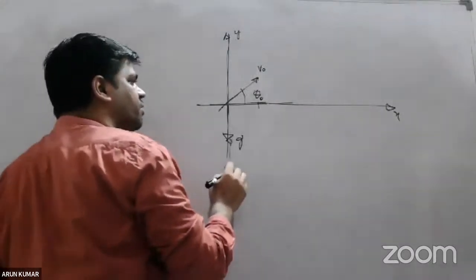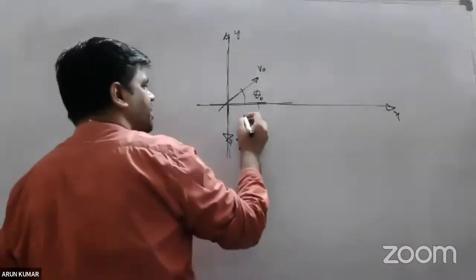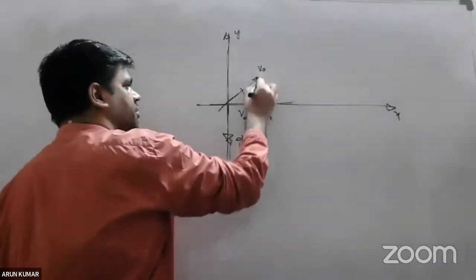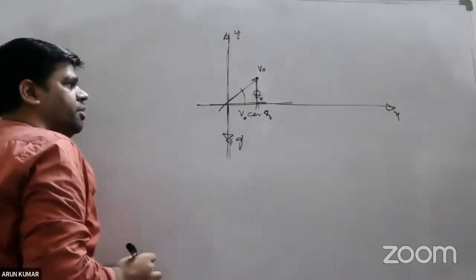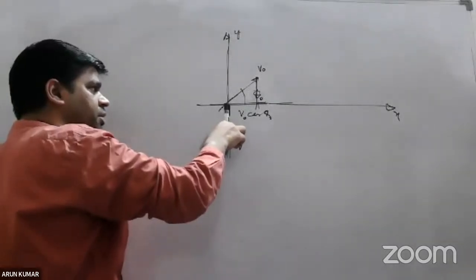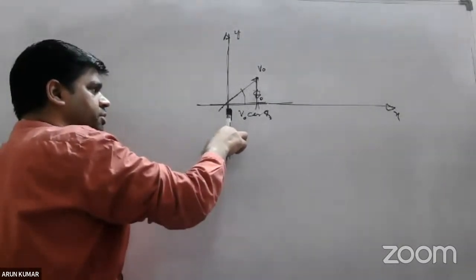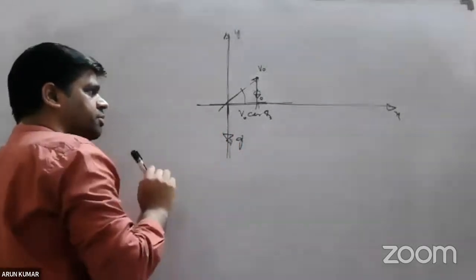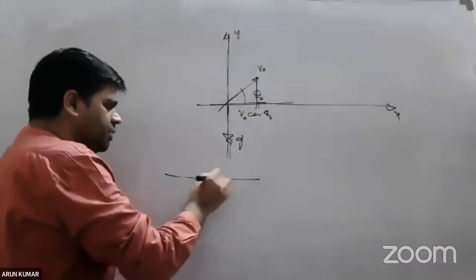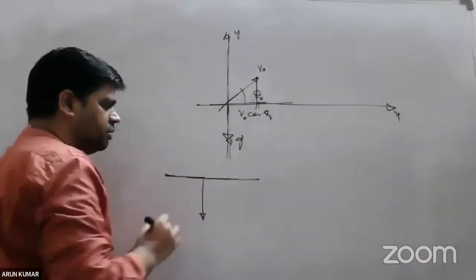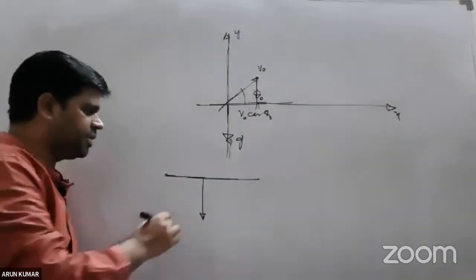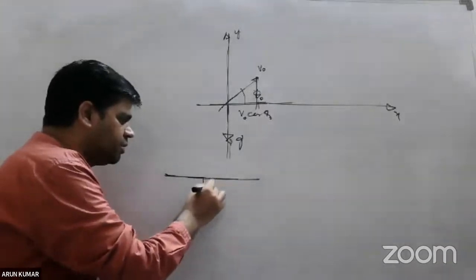Now, look at this. What is the horizontal component of the velocity? V naught cos theta. What is the horizontal component of g? G is downward, right? This is horizontal. G is downward. What will its component be along the horizontal? It is perpendicular. G is downward and this line is horizontal.